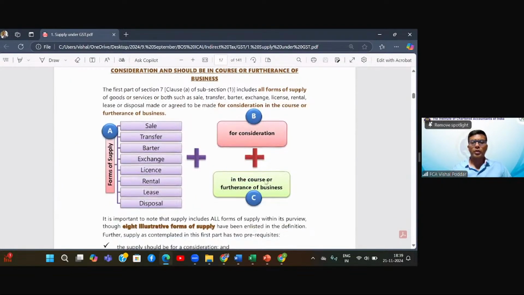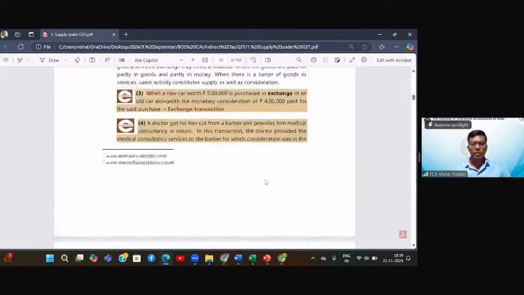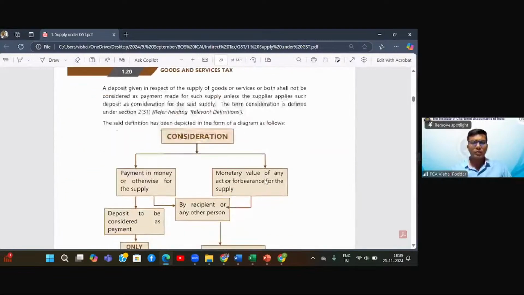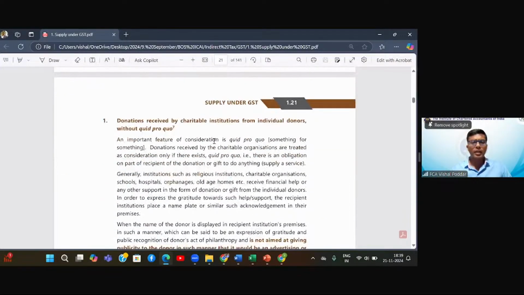Correct? So again, now the same thing is repeated in a diagrammatic form. So I'm just proceeding to something new or different that we find. We discuss all this about charitable institutions. When somebody gives a donation to a charitable institution, the donation cannot be considered as a consideration because there is no quid pro quo from the side of the charitable institution.